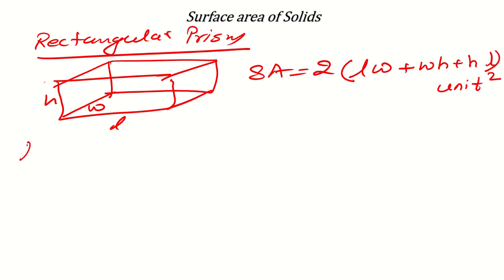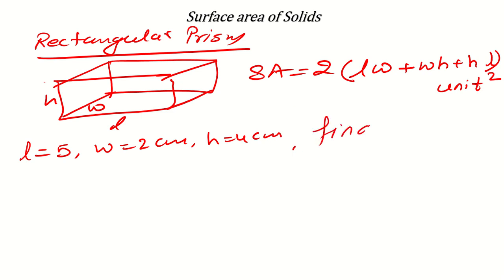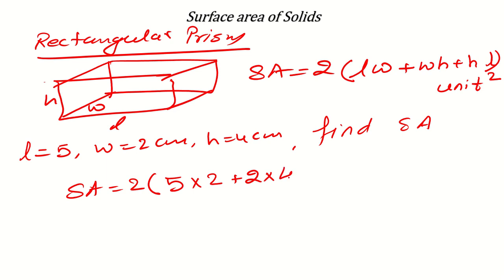Okay, now for example, if they say length is 5 centimeter, W is 2 centimeter, and H is 4 centimeter, then find the surface area. Okay, surface area of this box. So what will be? Surface area is equal to 2 times L is 5 times W is 2 plus W is 2 times H is 4 plus H is 4 and L is 5.